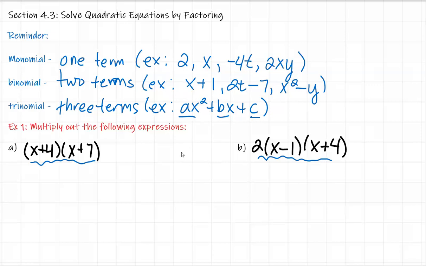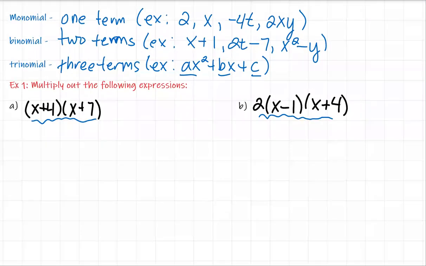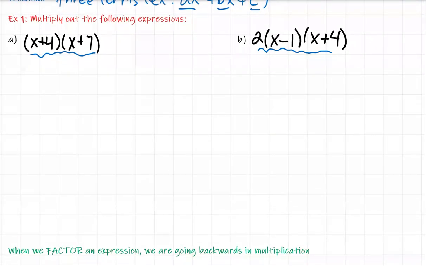Before we get into factoring, let's take a step back and remember how to multiply two binomials. That's our first example. We're going to multiply out the following expressions. Let's start with x plus 4 times x plus 7. We want to distribute because we're taking a binomial times a binomial. Sometimes you call it double distribution because you're distributing the x, starting with x and distributing it to both of the terms in x plus 7.